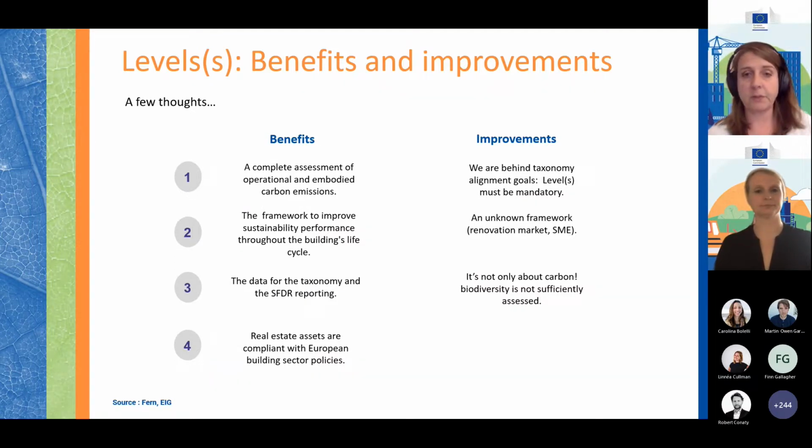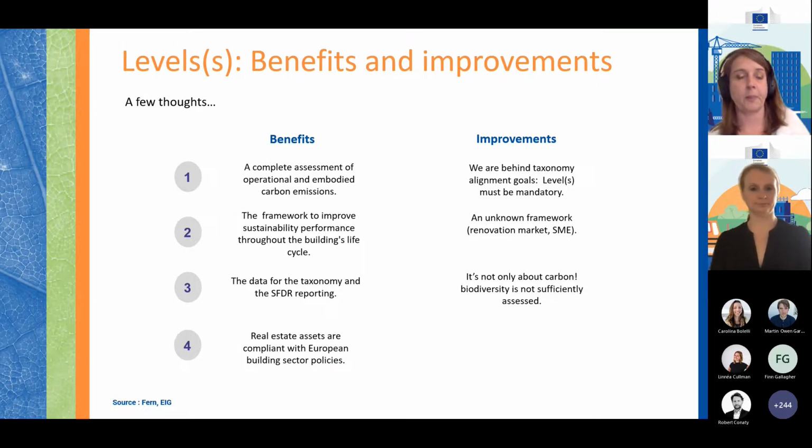For an insurance company, the most important thing also, because it's clearly a big focus right now everywhere in Europe, is the CSRD reporting. So getting the data to address that on a real estate asset for an insurance company is clearly important. And it gives a guarantee to this client to be compliant with the European building sector policy.